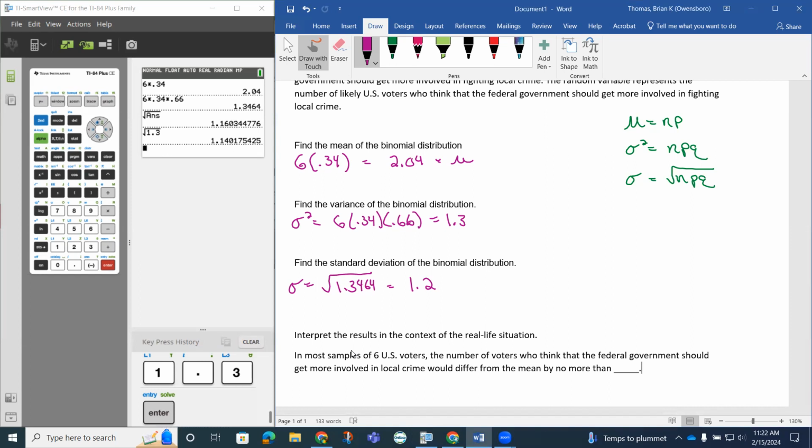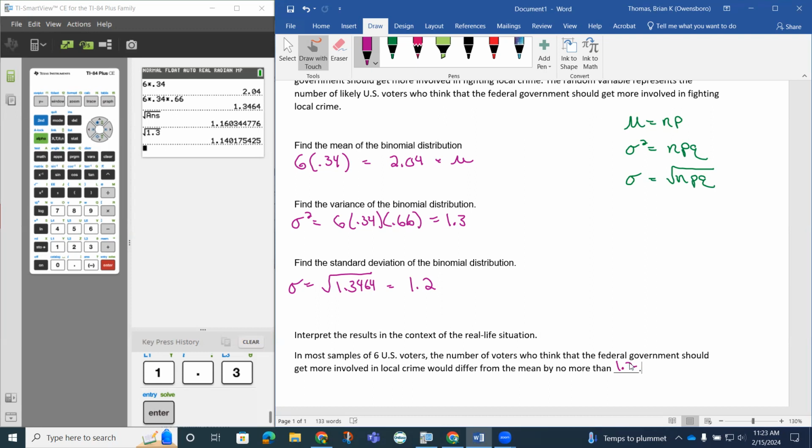If I want to interpret my results, one way is: in most samples of 6 U.S. voters, the number of voters who think the federal government should get more involved in local crime fighting should differ from the mean by no more than what? Differing from the mean is what standard deviation is. Standard deviation is how far you vary from the mean. So what goes here is the 1.2.